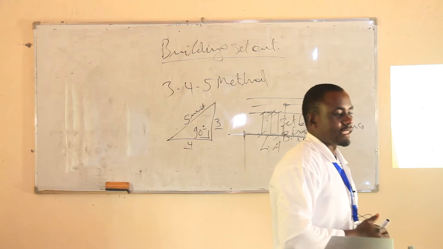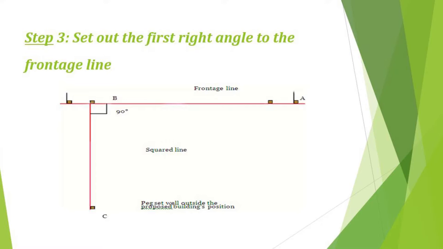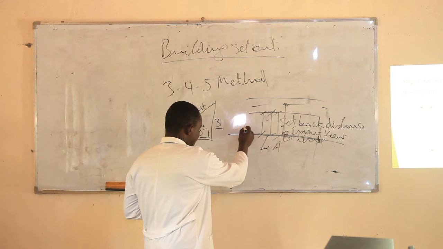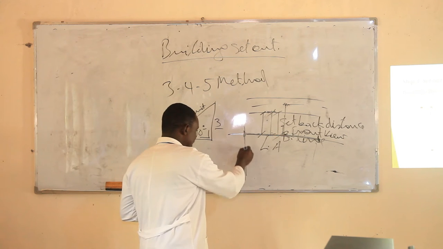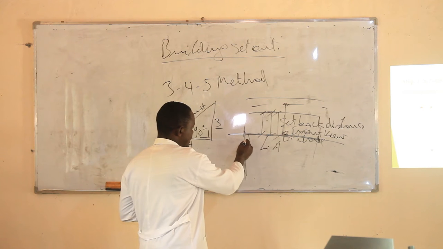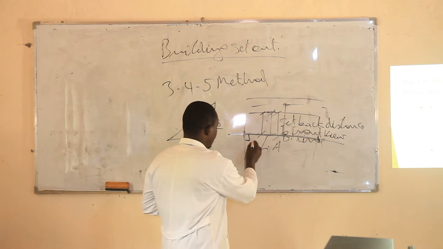Step three, after setting the frontage line, as I show you there, now you have to set out the first right angle to the frontage line. It means a perpendicular line using a string or building line. So you must set here a right angle, 90 degree.